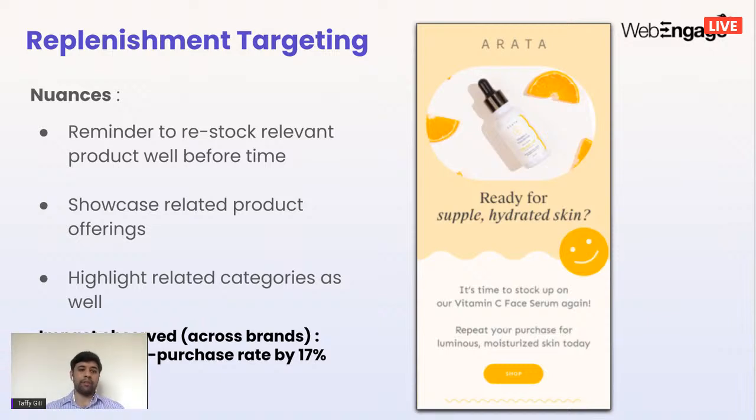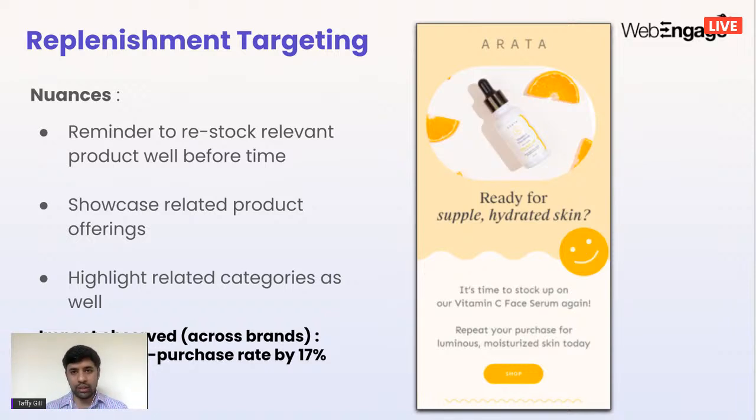So the next campaign that we have is the replenishment targeting. Such a targeting comes in very handy when we are talking about products that are of a perishable nature. So some of the nuances herein is, let's say I purchased a particular product which is going to run out in the next 10 days. So the moment the order is fulfilled, the brand already has advanced information that this particular product, which is, let's say, of 500 ml or 750 ml, is going to perish or is going to expire in the next, let's say, 15 days.